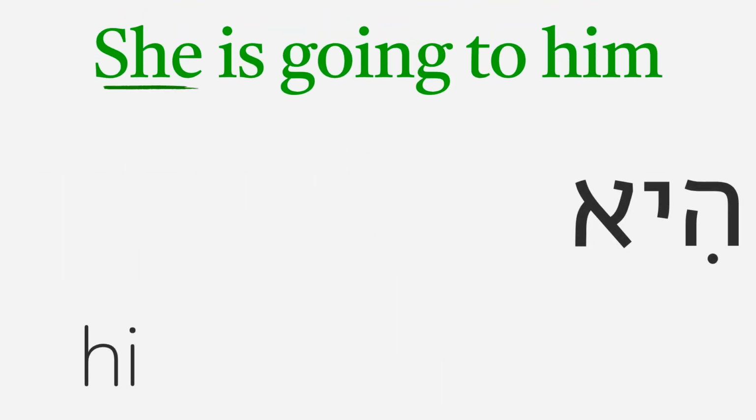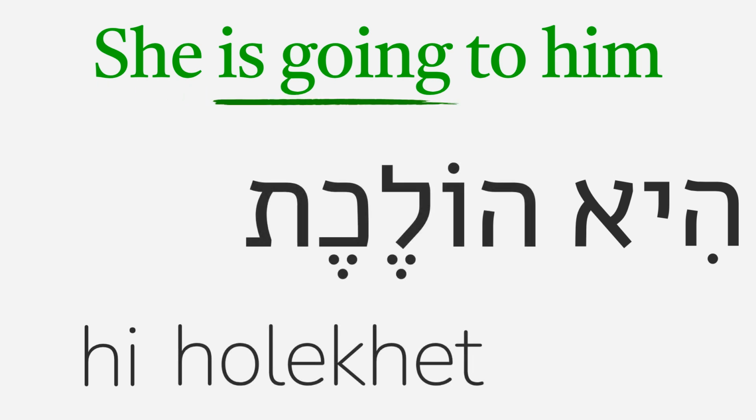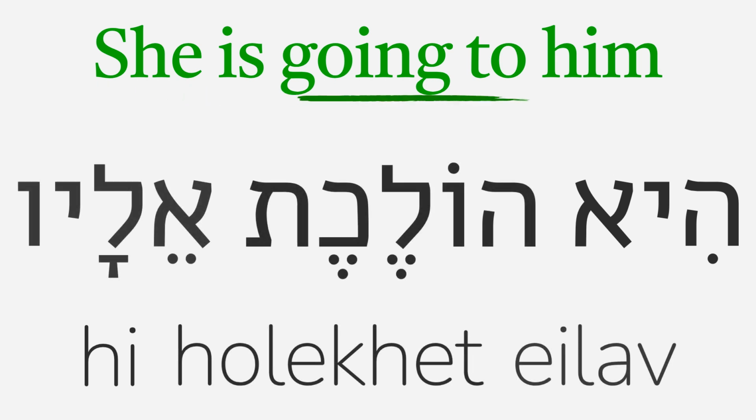She is going to him is hi, she. Holechet is going in feminine singular form, elav, to him. Hi holechet elav. She is going to him.